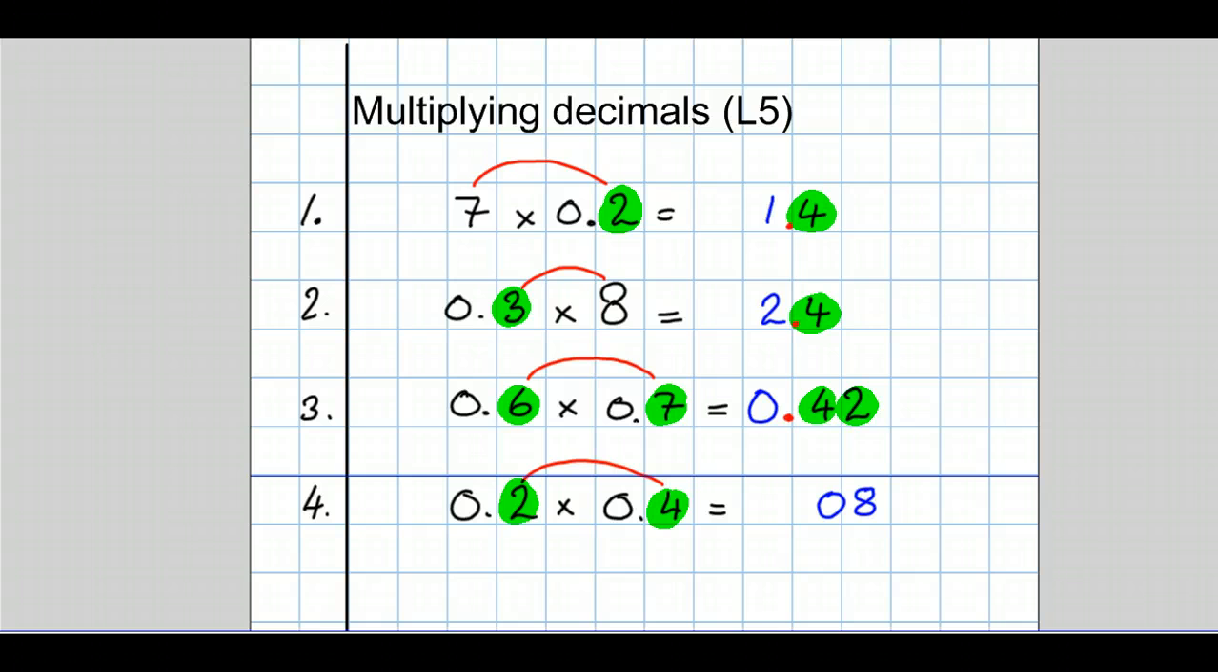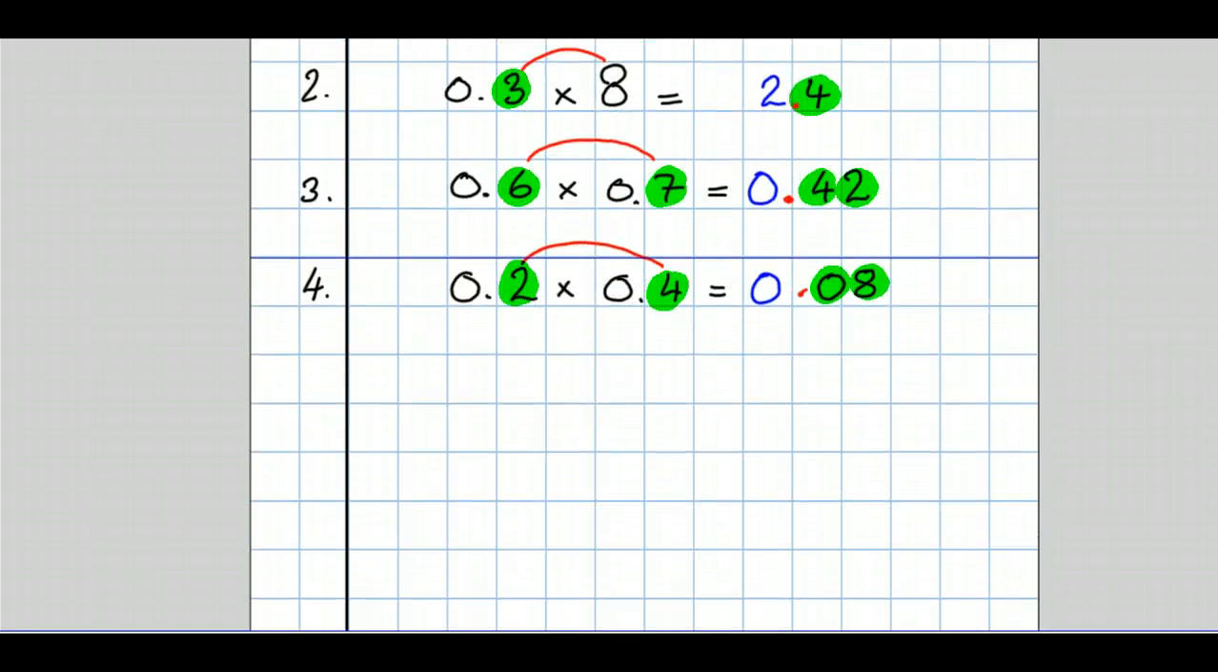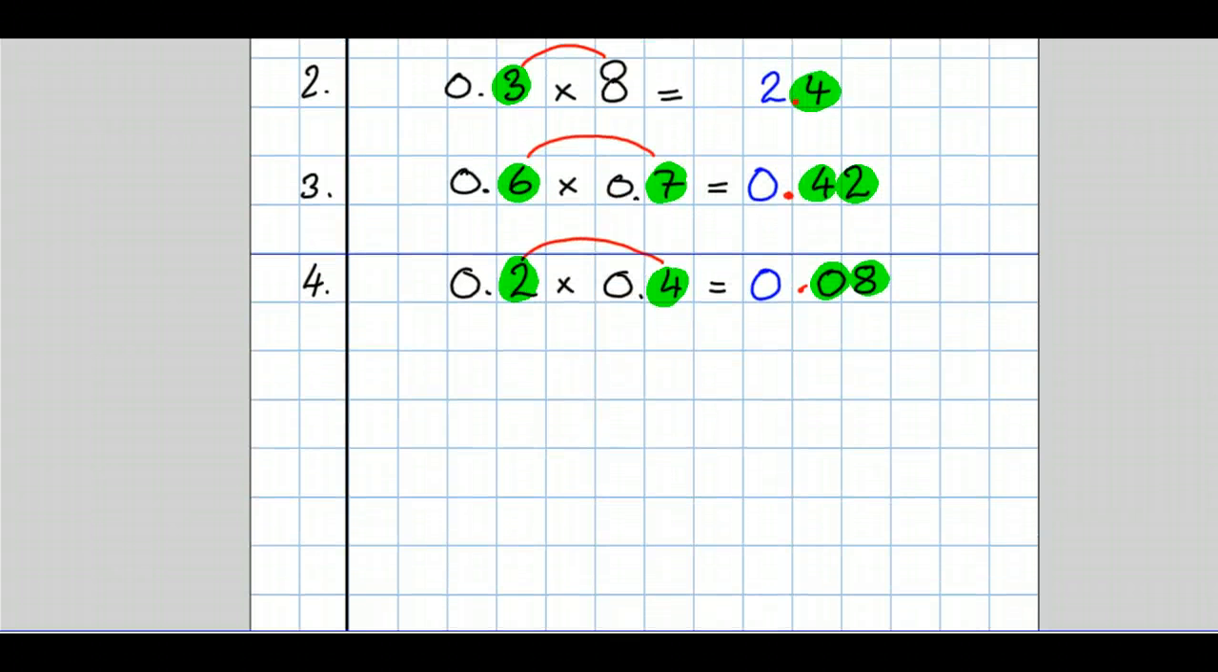So 0.8. So I'll put the decimal point here. That way I have two figures after the decimal point as required by the question. The question had two figures after the decimal point. As we saw earlier, you can't begin a number with a decimal point. So the answer is 0.08.